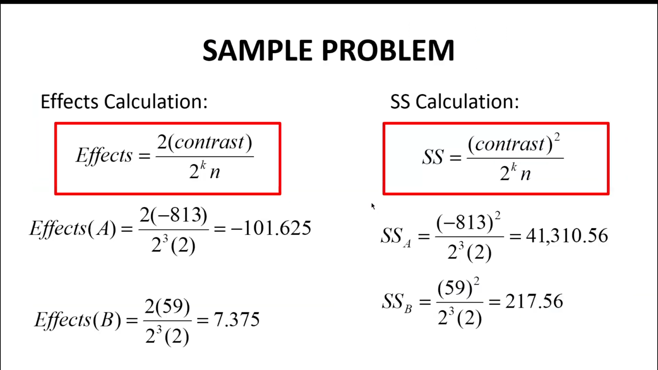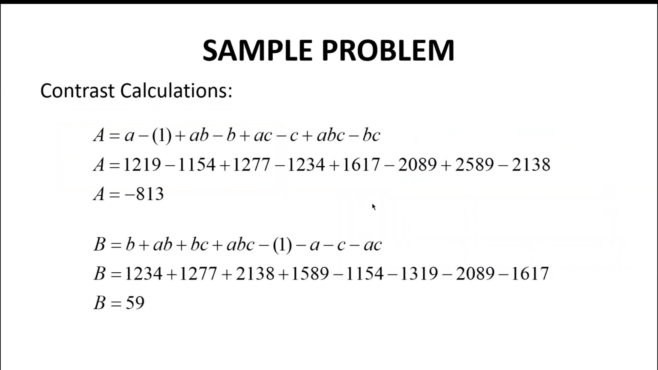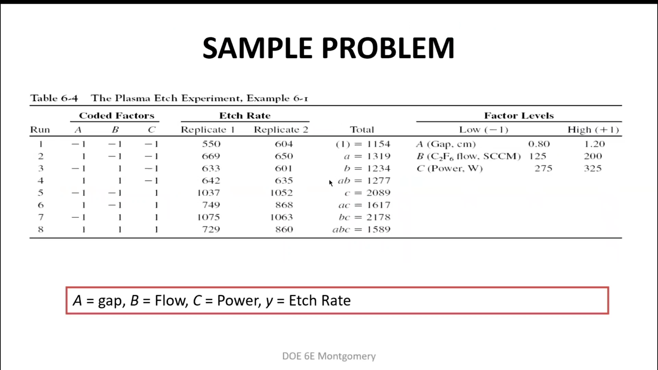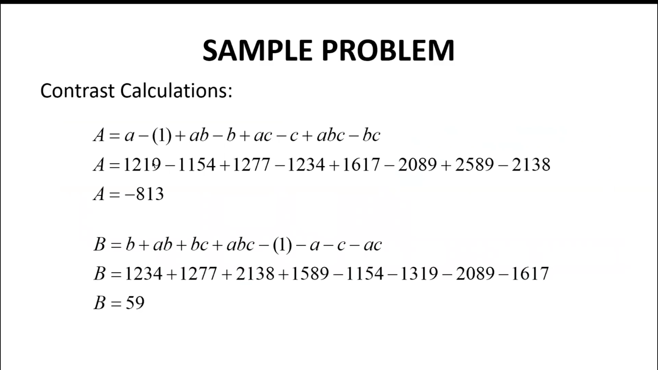Parang may mali dito, no? Dito sa sample calculations niya, you can see na sa contrast for A niya, 1219 ang A. Pero doon sa table, it's actually 1319. So baka nagkamali lang ito. So let's recalculate.